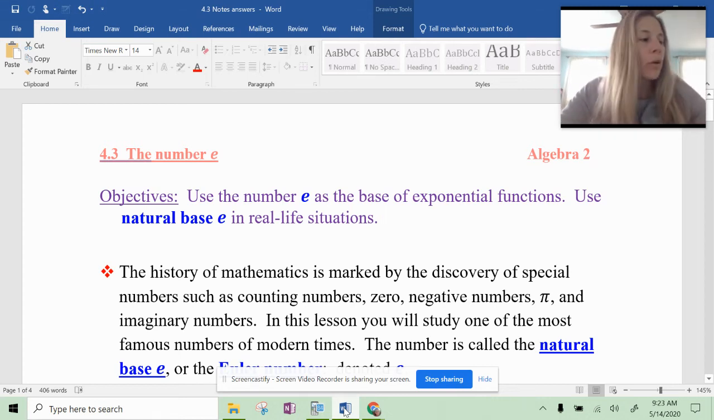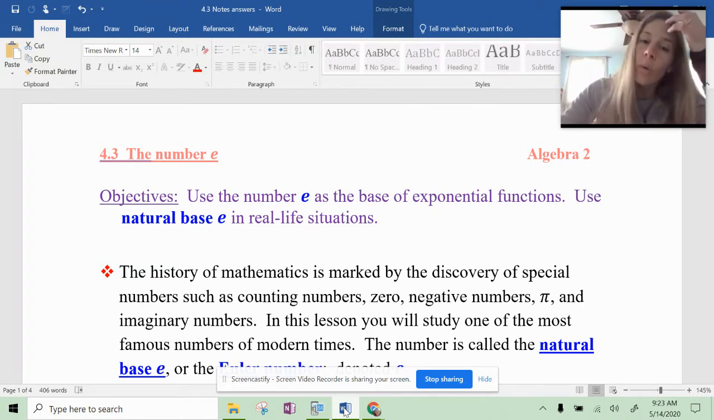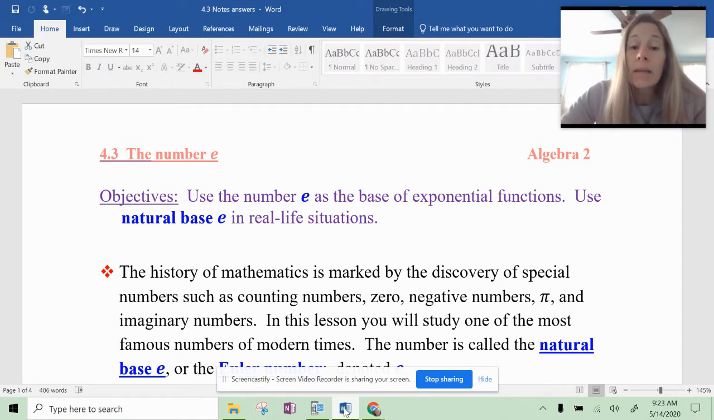Okay, so today we are going to move on to the third section in chapter 4. So far we've done exponential growth and exponential decay, and today we are going to introduce the number e, known as Euler's number. The number e as the base of an exponential function, and we're going to use it in some real life problems as well.